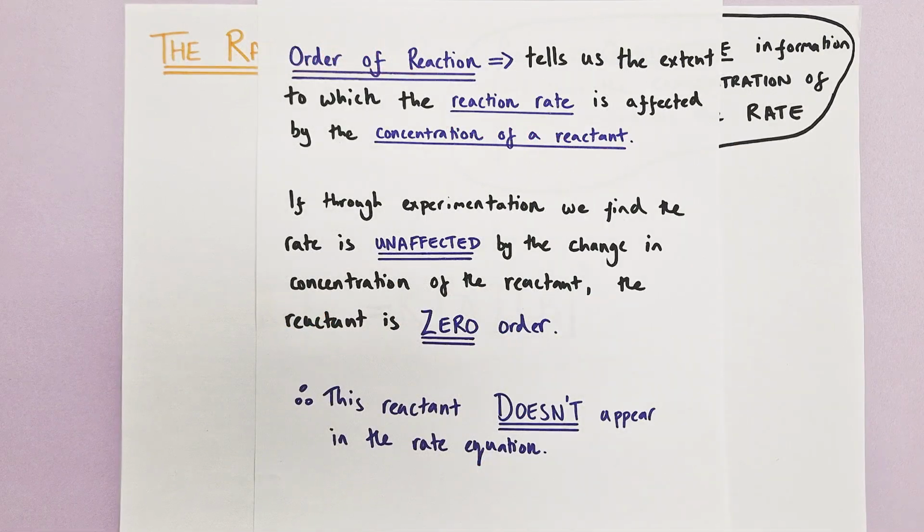Next, I'd like to deal with orders of reaction. These are the powers to which the concentrations of reactants are being raised in the previous rate equation. Orders of reaction tell us the extent to which the reaction rate is affected by the change in concentration of a particular reactant. For example, if through experimentation we found that the rate of reaction was unaffected by the change in concentration of a particular reactant, we conclude that this was zero order with respect to that reactant. In other words, change in the concentration of the reactant had no effect on the rate of reaction. Therefore, this reactant would not appear in the rate equation itself.